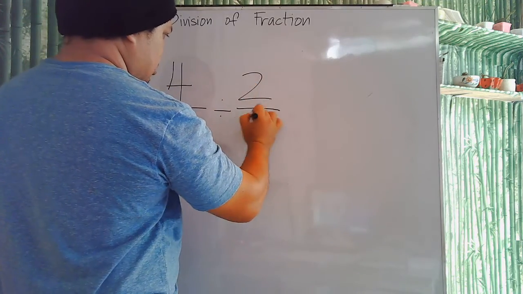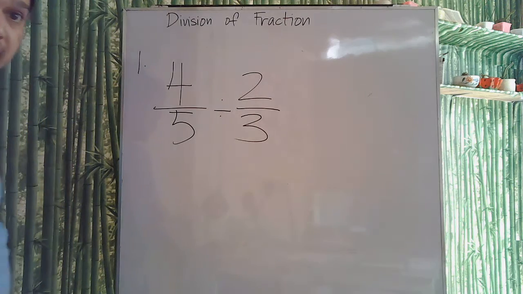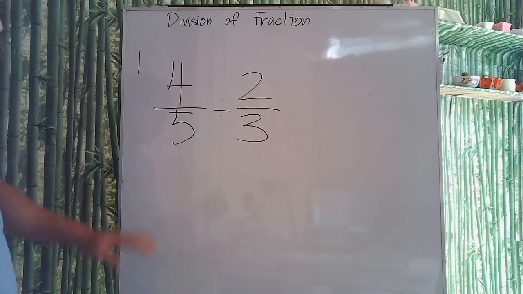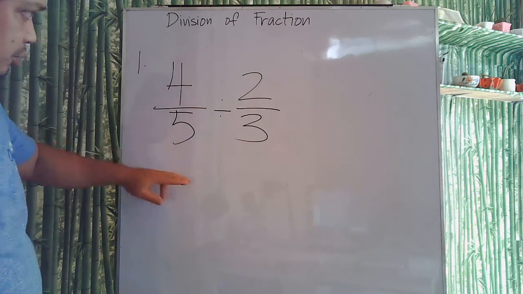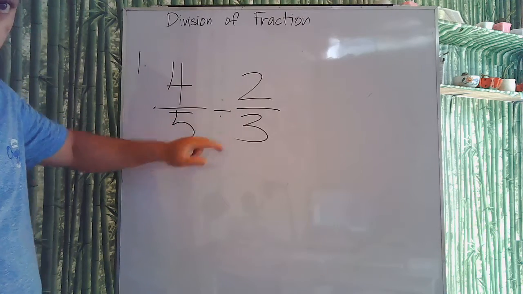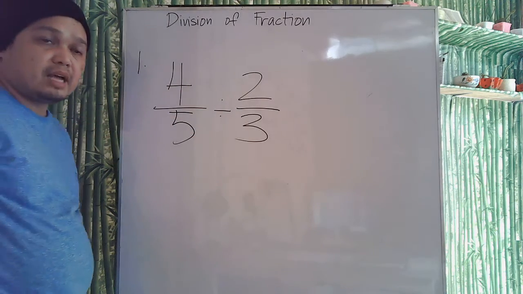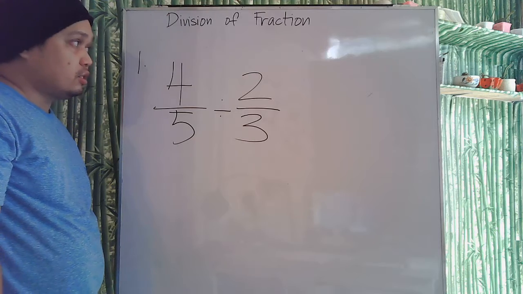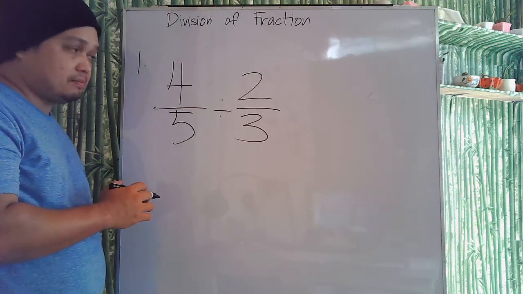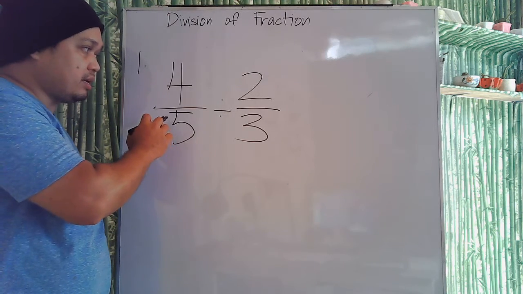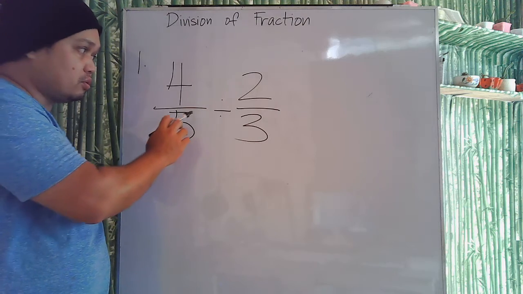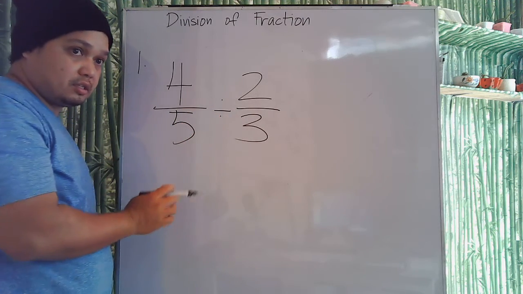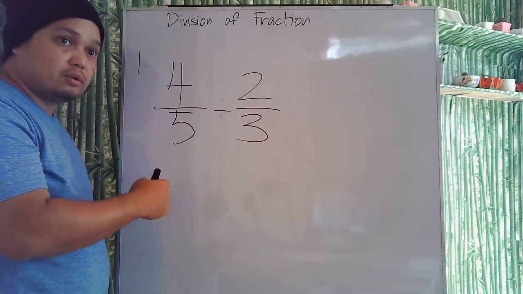So we are now dividing fractions. Here 4/5 is being divided by 2 thirds. Now how do we answer this? By simply multiplying 4/5 by the reciprocal of 2 thirds. That's how we answer that.